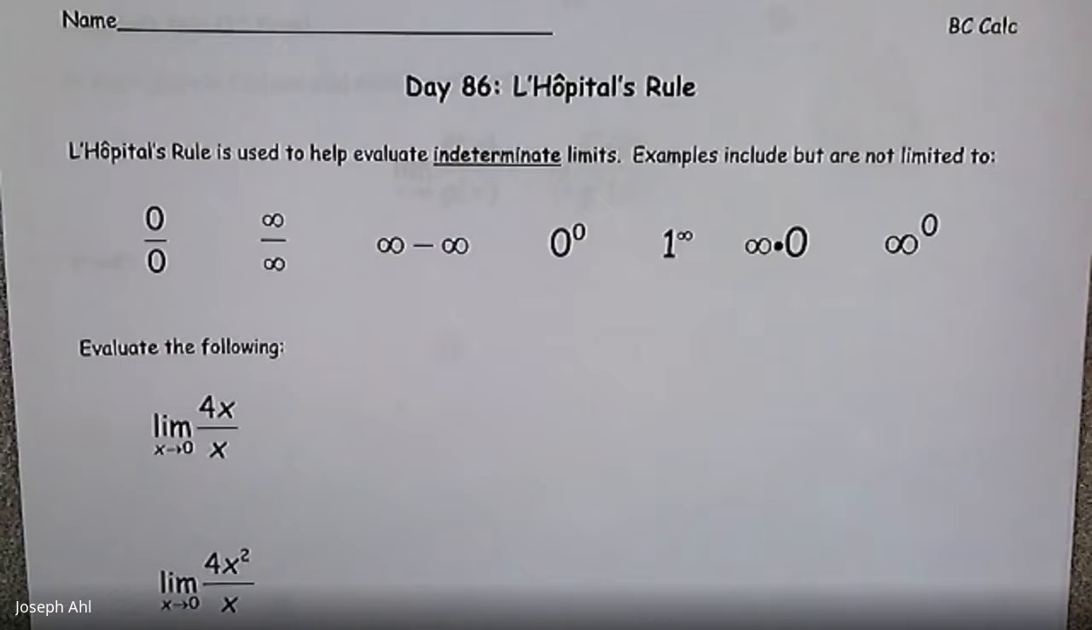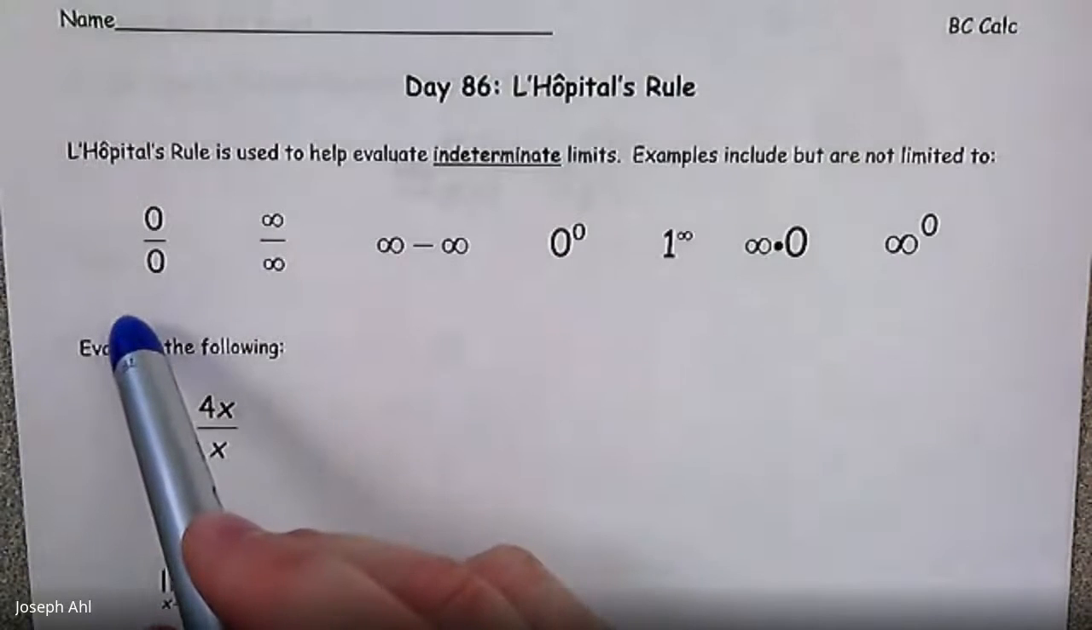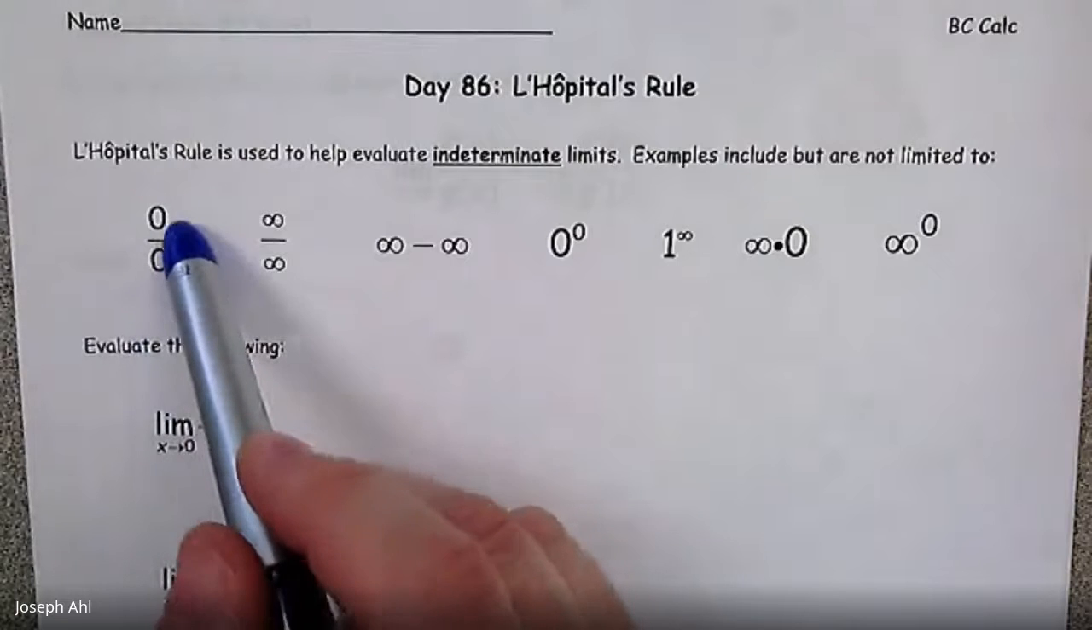On day 86, we're going to learn an extremely important rule that we're going to use really from here on out when evaluating limits that are indeterminate, and it happens to be called L'Hopital's rule. At the very top, L'Hopital's rule is defined as a way to help us evaluate indeterminate limits. The most common indeterminate case, thinking way back to the beginning of the school year, was something like 0 over 0.